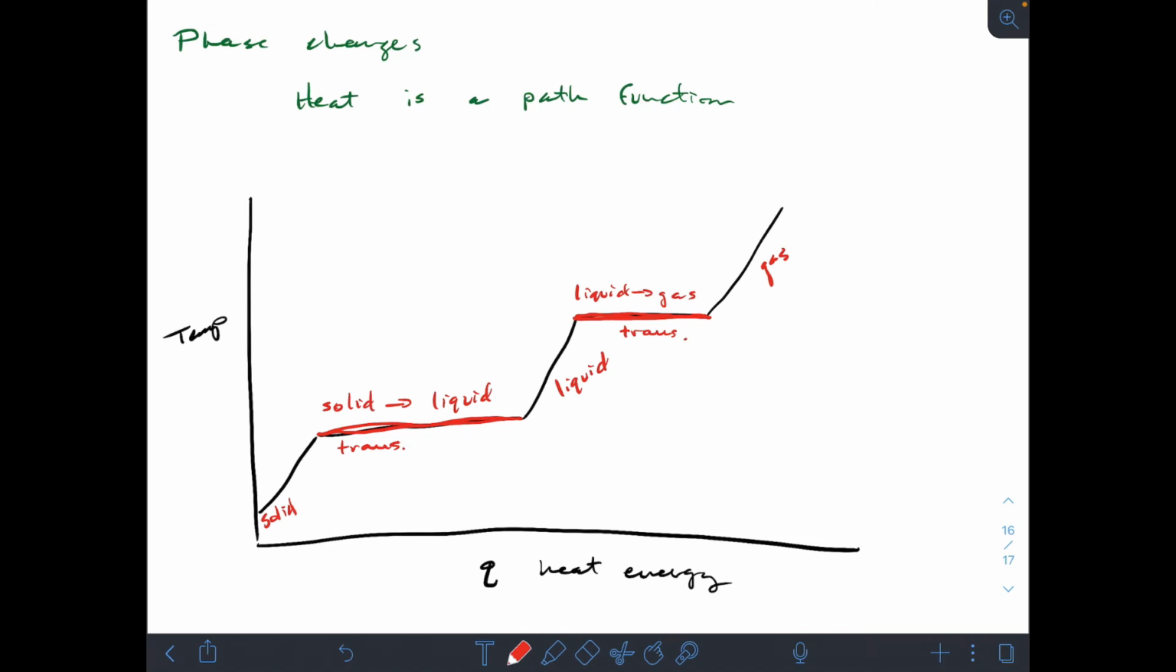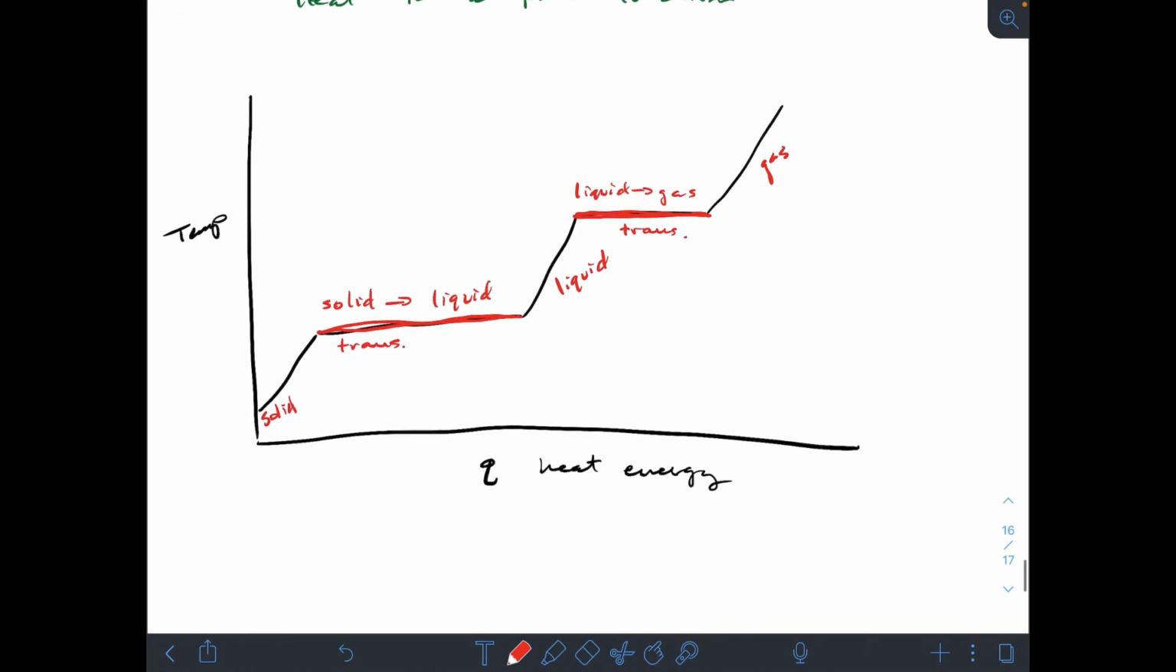So we have distinctly different areas of our graph. Notice that some of our spaces have temperature increases. When we're in the solid phase, we have a temperature increase. When we're in the liquid phase, we can have a temperature increase, and in the gas phase, we can have a temperature increase. But while we're in the transition phase, say from solid to liquid, the temperature stays the same. The only thing that changes is the amount of heat.